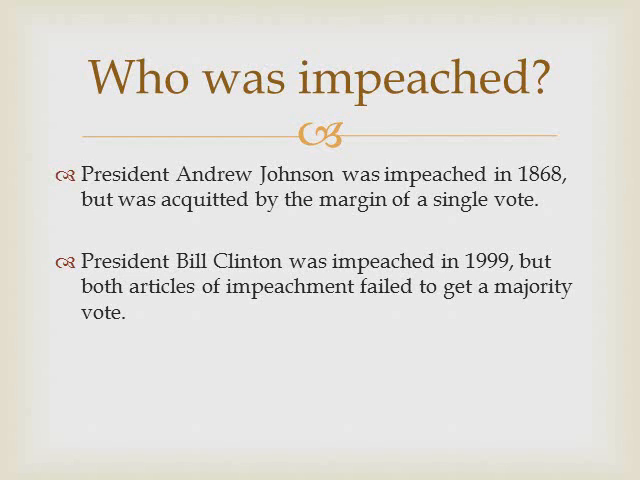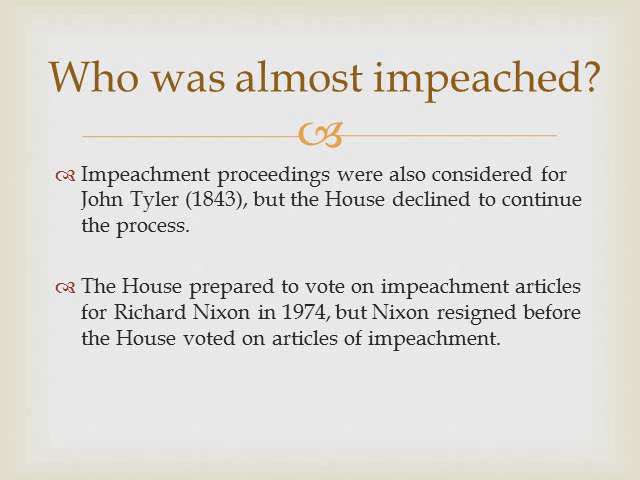President Bill Clinton was impeached in 1999, but both of the articles of impeachment that he was tried for in the Senate failed to get a majority vote. Who was almost impeached? Impeachment proceedings were considered for President John Tyler in 1843, but the House declined to continue the process. So John Tyler was never charged with the articles of impeachment, and there was never a trial held for him.